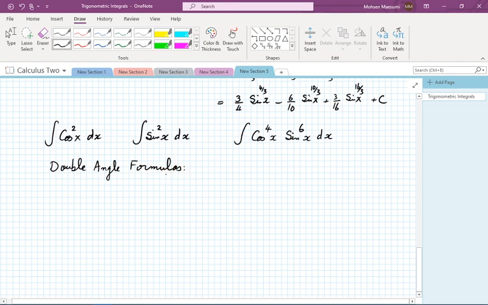Okay, double angle formulas. You remember that cosine of 2x has three versions from those trigonometry classes. One of them is cosine squared of x minus sine squared of x. Another version of this is 2 cosine squared of x minus 1. A third version is 1 minus 2 sine squared of x.